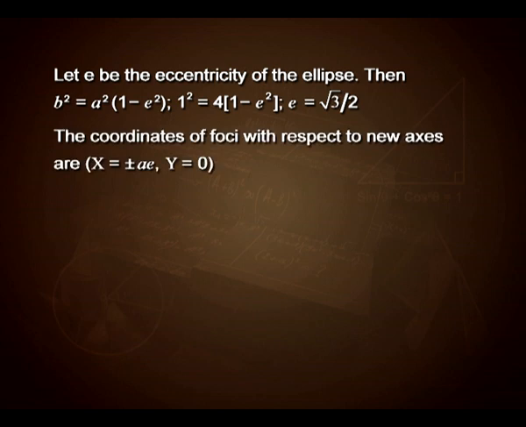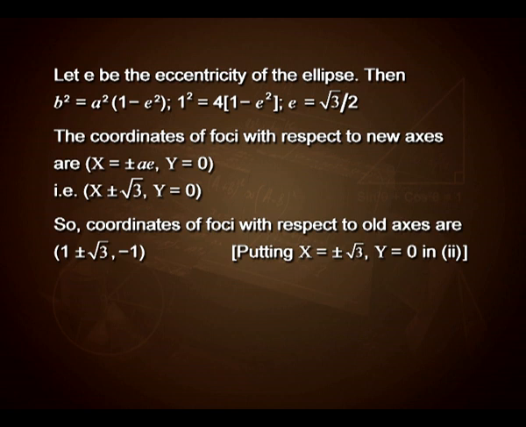The coordinates of foci with respect to the new axis are x is equal to plus or minus ae and y is equal to 0, that is x is equal to plus or minus root 3 and y is equal to 0. So, coordinates of foci with respect to old axis are 1 plus or minus square root 3 comma minus 1. This we have obtained by putting x is equal to plus or minus root 3 and y is equal to 0 in equation number 2.